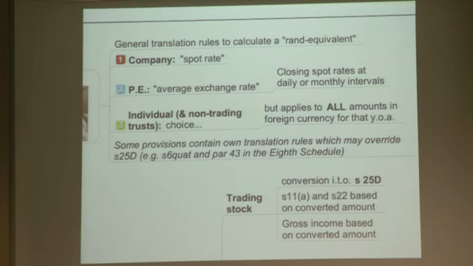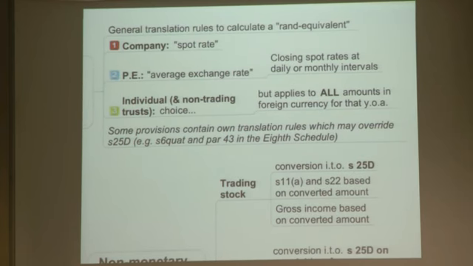And then if you refer back to the definition in section 1, what is the average exchange rate, you will see that you have a choice of using either the closing spot rates on a daily interval or on a monthly interval. So for test purposes, I will just give you the average rate for the year of assessment. But just remember, in practice, you can choose to rather use the daily closing rates or the monthly ones, whichever is best for you. And then for the individual and a non-trading trust, you have a choice, but important, it applies to all the amounts in the foreign currency for that year of assessment.